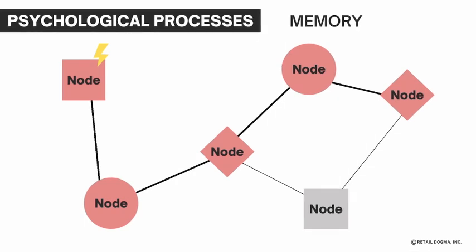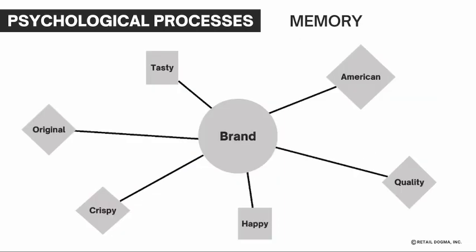Marketers take this information and try to use it in branding by creating a brand node in memory and linking it to different associations that they want consumers to remember every time they think about the brand. The brand associations could be in the form of feelings, thoughts, experiences, perceptions, or beliefs. For example, a hypothetical brand of chips could have the following associations: crispy, tasty, American, good quality, happy, original.